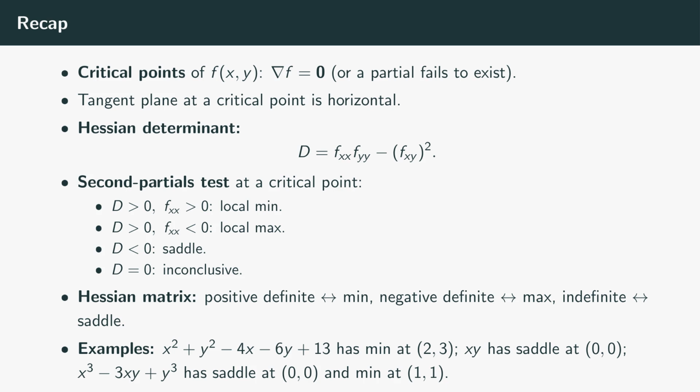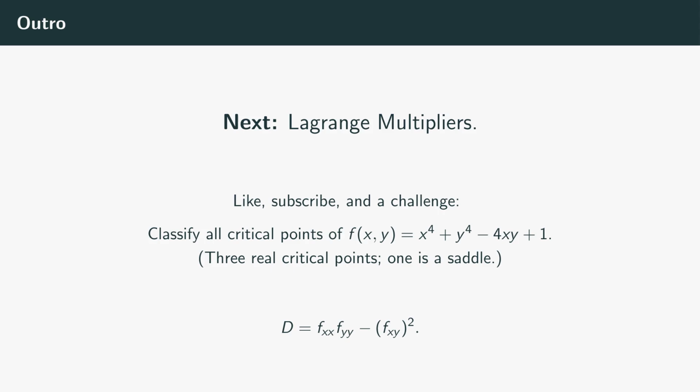Next episode, we add a constraint. The unconstrained problem asks where the surface is flat. The constrained problem will ask where the surface is flat relative to a curve. That's Lagrange multipliers. That's the second partials test.